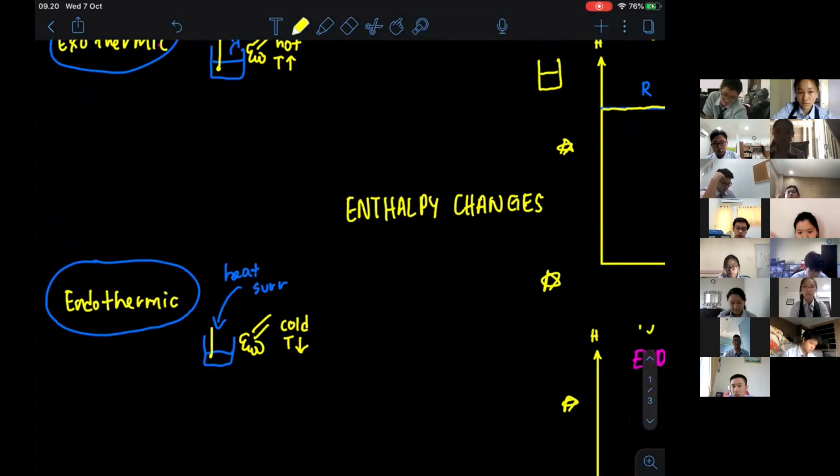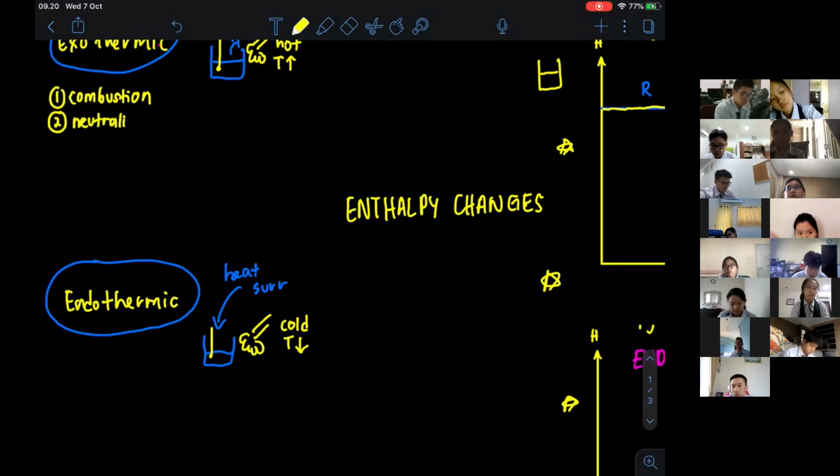Exothermic, right? Combustion. Any kind of combustion is going to be exothermic. What else, Justin? Neutralization, right? Any kind of neutralization, acid and base, is going to be exothermic as well. Number 3. If you don't remember, we can pass to someone else.